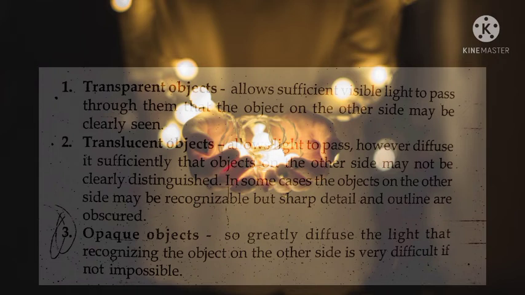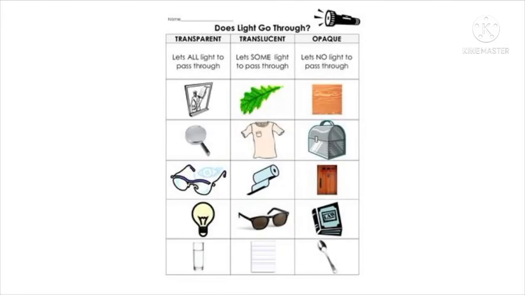Number 3. Opaque objects. They so greatly diffuse the light that recognizing the object on the other side is very difficult, if not impossible. Here are their example images.